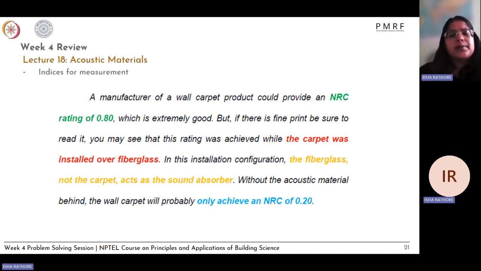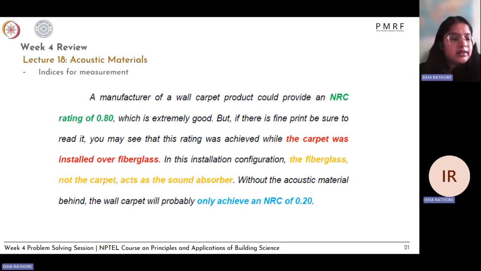that the particular material on which this was tested will also have its own NRC value. So the wall carpet probably by itself only had an NRC value of 0.2, but the manufacturer, because he was trying to boost up his sales, will tell you that the NRC was 0.8, and you would assume that it's a very good NRC and you would buy the product. But in actuality, the NRC of the wall carpet is 0.2 only, which is fairly poor.